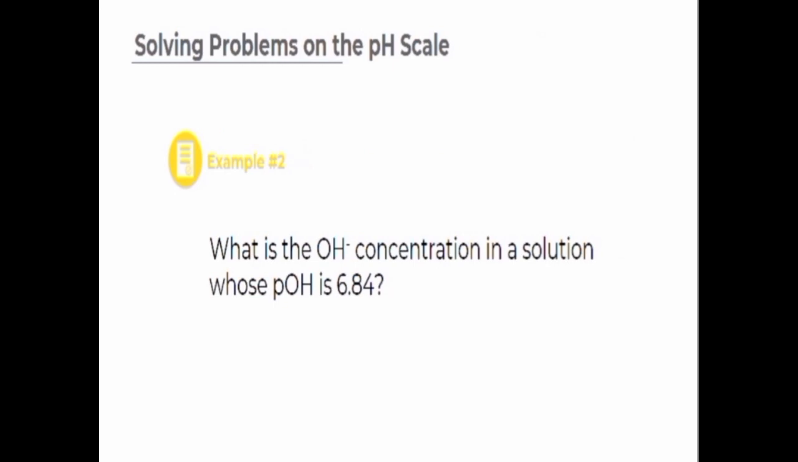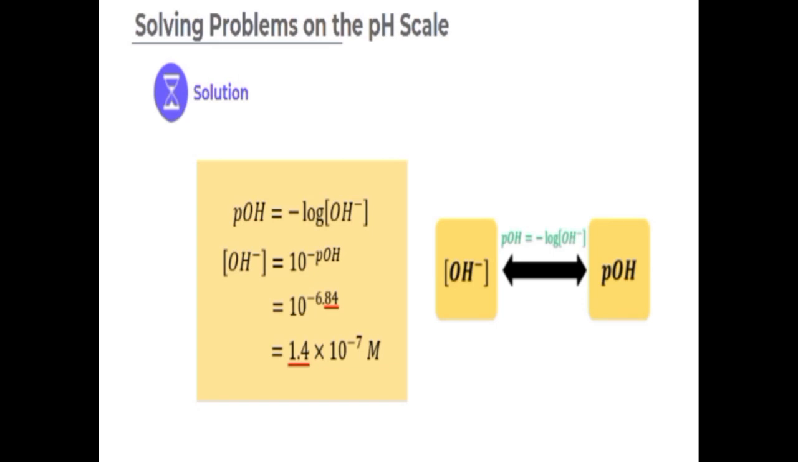Example 2. What is the hydroxide ion concentration in a solution whose pOH is 6.84? pOH equals negative logarithm of hydroxide ion concentration. Rearranging the equation yields hydroxide ion concentration equals 10 raised to the negative pOH. Substituting the pOH in this equation, we get hydroxide ion concentration equals 1.4 times 10 raised to negative 7 molar.